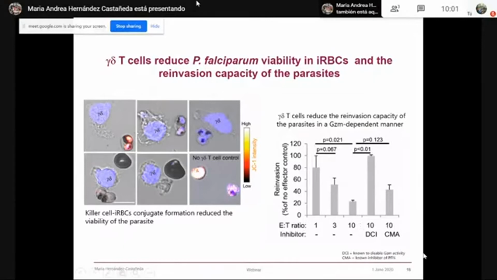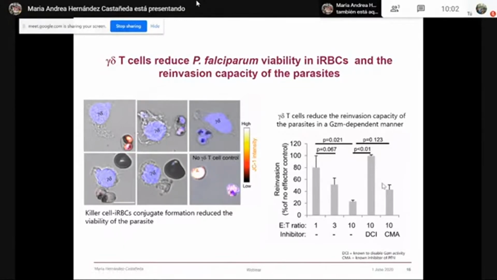And then also we did a pretreatment using an inhibitor for granzyme, the DCI, and you see that here the DCI completely abrogated their ability to block reinvasion. So here, these results actually tell us that the gamma delta T cells reduce the Plasmodium falciparum viability and the reinvasion capacity, and that this is dependent on granzyme.